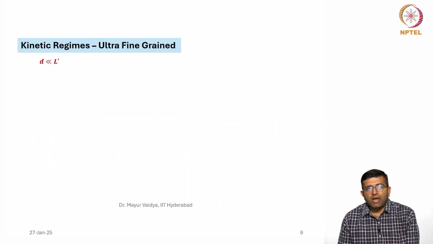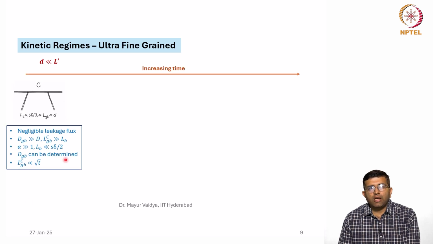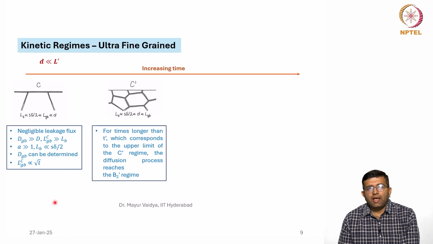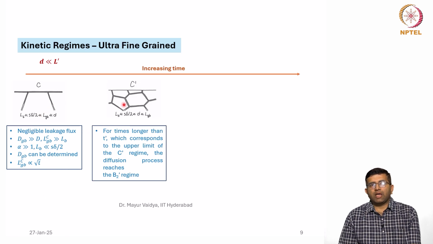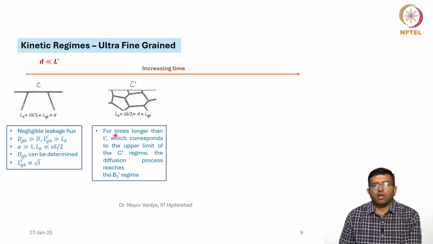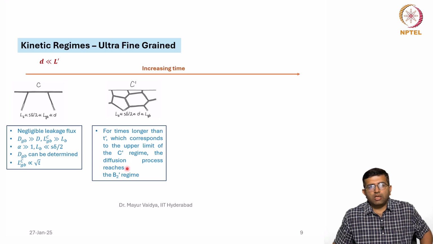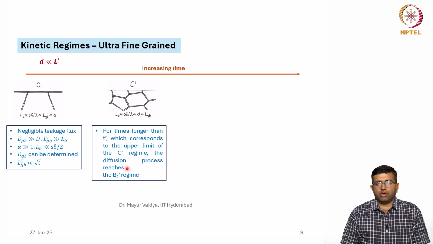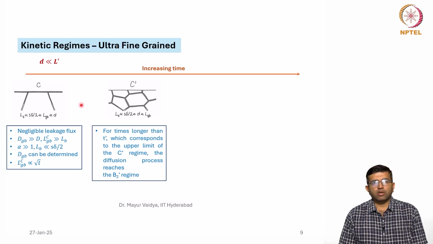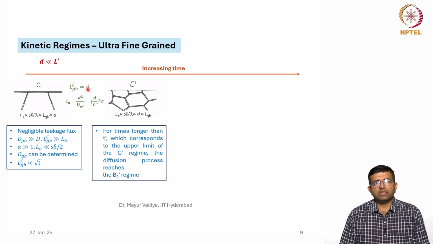Now, when you talk about ultra fine grain, that is d is much less than even L dash, then initially you have a C kinetic regime, this remains the same. Then what happens is, because of the finer structures, for times longer than a certain transition time T dash, the diffusion process reaches the C dash regime. So this happens at the transition time T naught, which is given by d square by D_GB. So basically this happens when d is equal to L_GB.